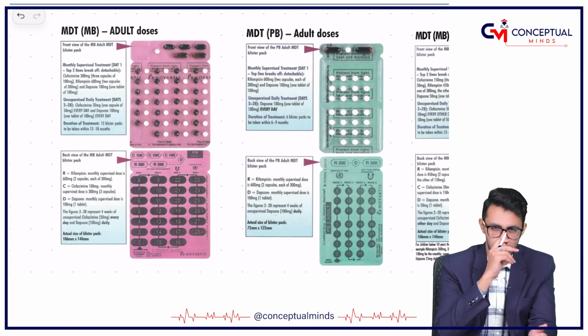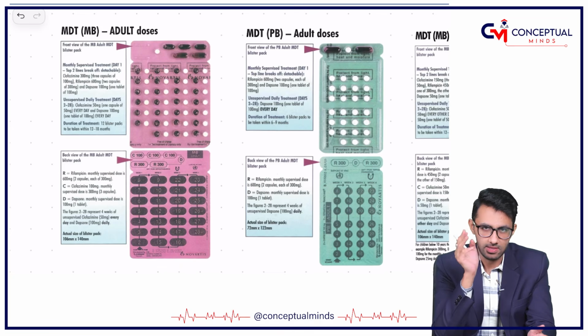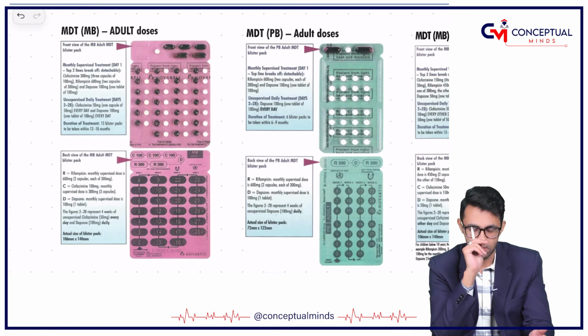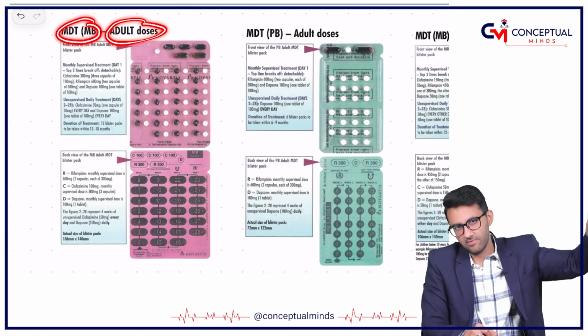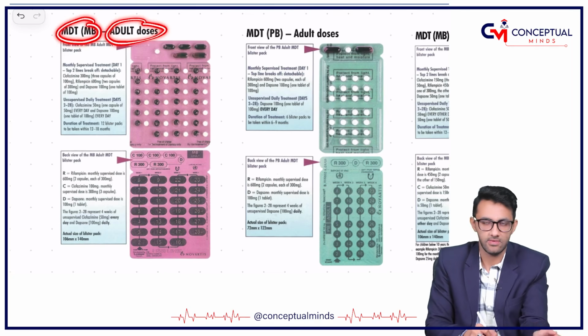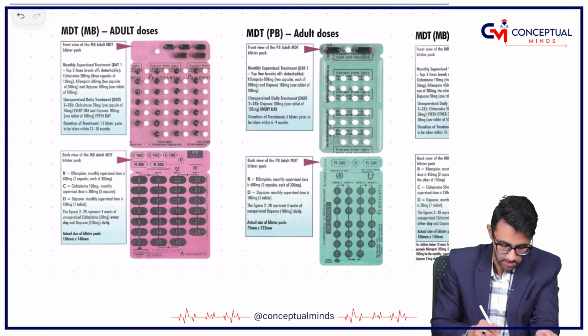Then we'll take up one by one all, and we'll see whether they are old ones or new ones. Yes, okay. MDT, adult dosages. Adult dosages was the first one which was there. Yes, MDT is the first one. Okay, the multibacillary one. Multibacillary multi-drug treatment adult dosages.